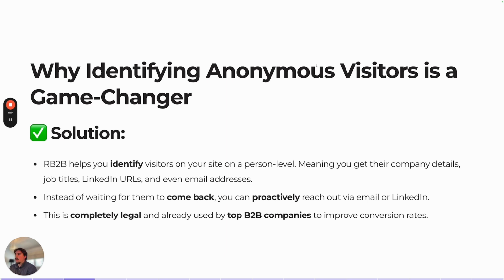RB2B helps you identify visitors on a person level, meaning you get to know who the company is, what's the job role of that person that visited your website, what's their LinkedIn URL, and you can even get their email address directly. So instead of waiting for them to come back, you can proactively reach out to them on LinkedIn or via email. And as I mentioned in the intro, this is completely legal, but it does only work in the US at the moment. And it's being used by top B2B companies to help improve conversion rate just because it's such a good trigger to use.